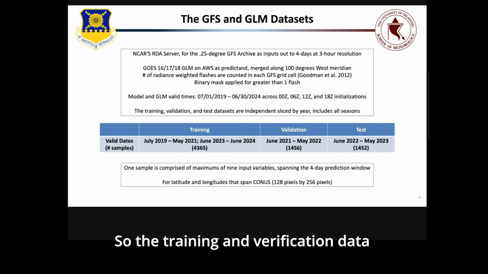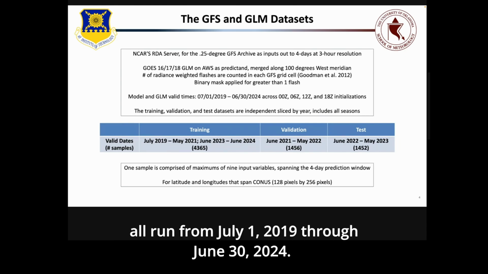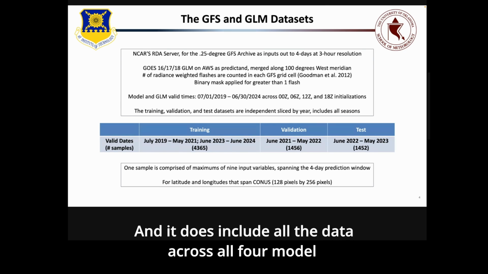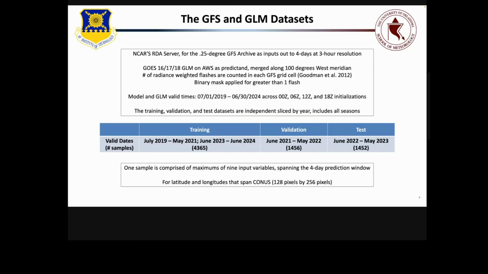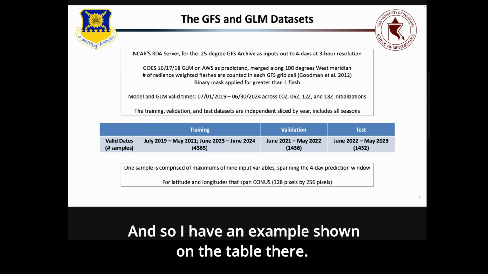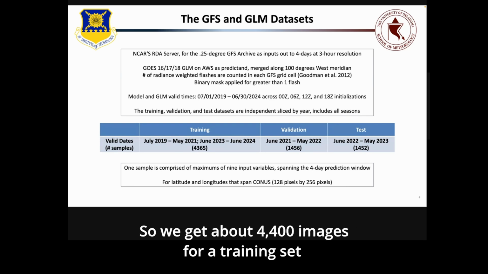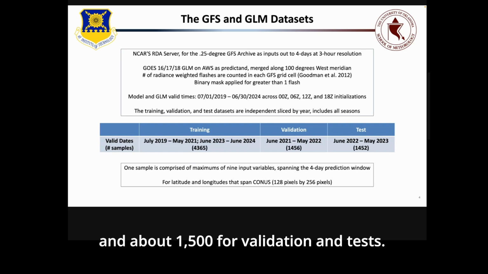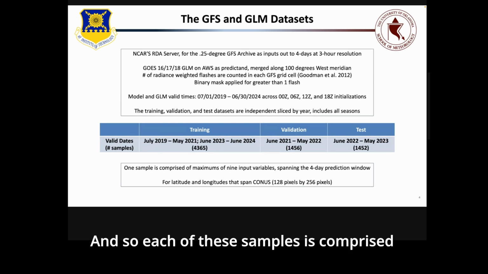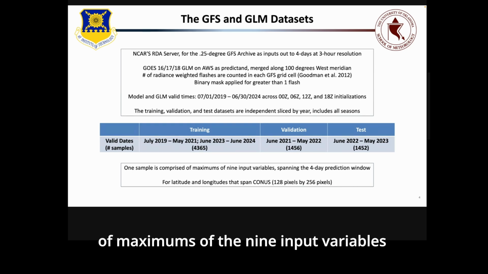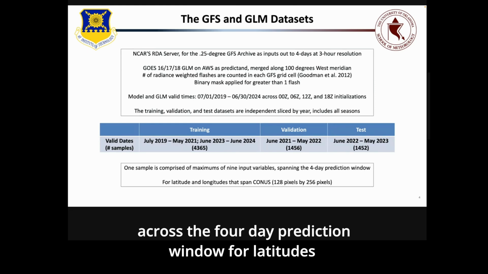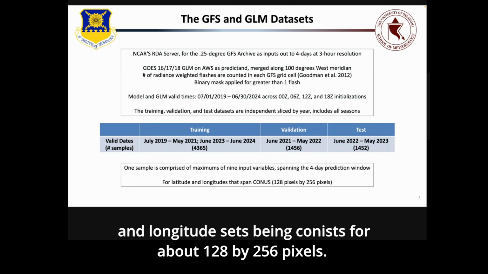The training and verification data all run from July 1st, 2019 through June 30th, 2024, and it includes all the data across all 4 model initializations. These are split into training, validation, and test sets based on the year, and I have an example shown in the table there. We get about 4,400 images for a training set and about 1,500 for validation and test. Each of these samples comprises maximums of the 9 input variables across the 4-day prediction window for latitudes and longitudes that span CONUS, about 128 by 256 pixels.